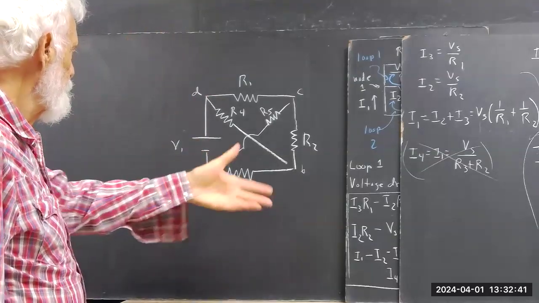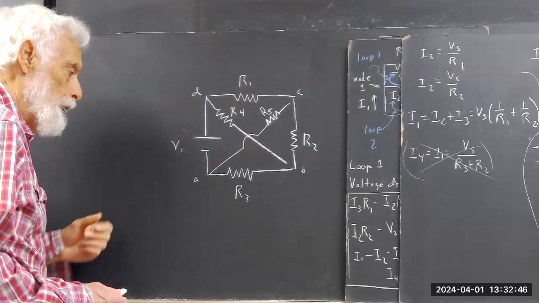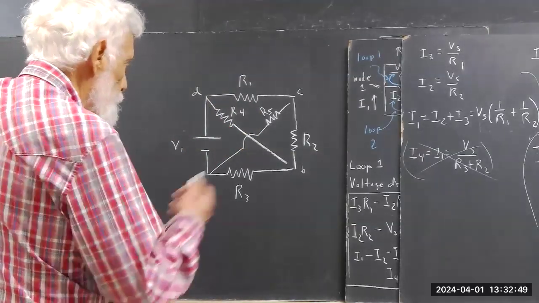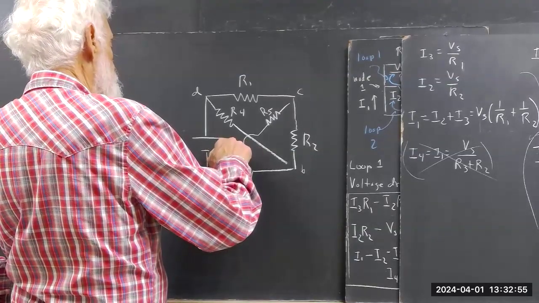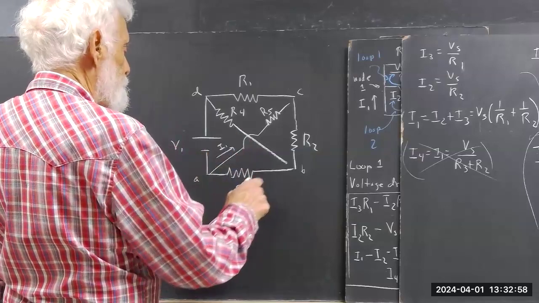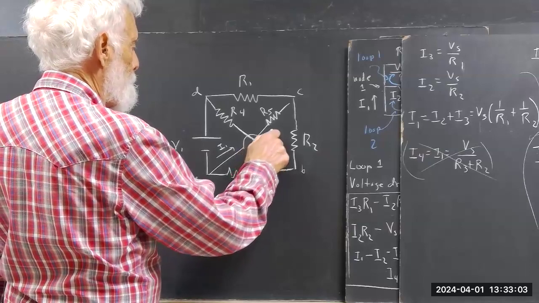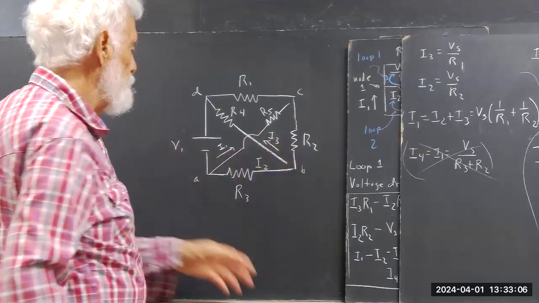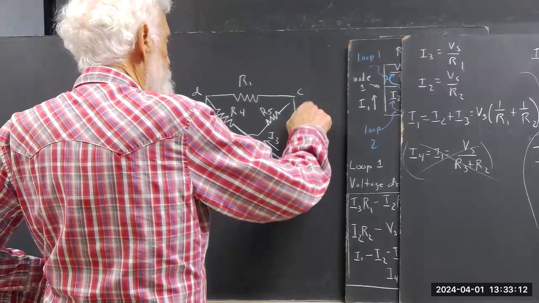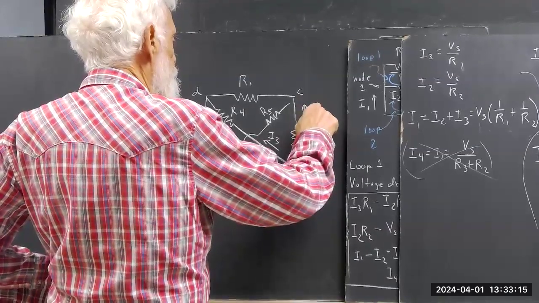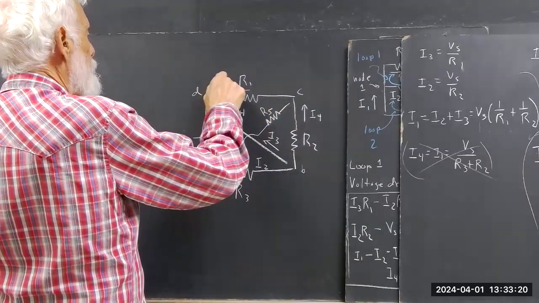And we've got 5 resistors. 1, 2, 3, 4, 5. Labeled R1 through R5. We want to find all the currents. So let's say I just start here. Pull this current I1. Pull this current I2. Pull this one I3. And I don't care what direction I put this in. Here's I4. Here's I5.